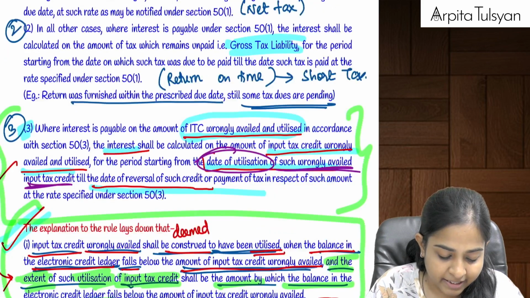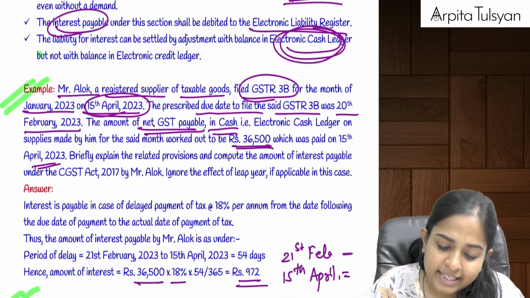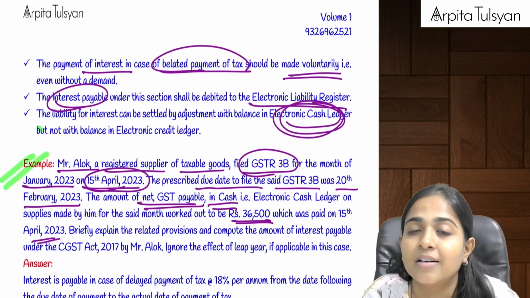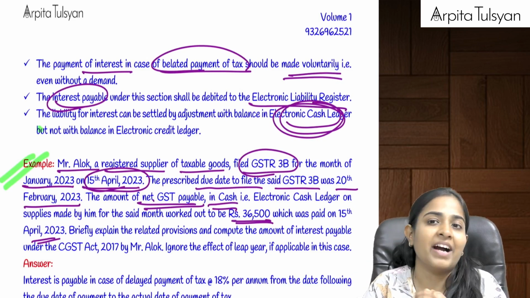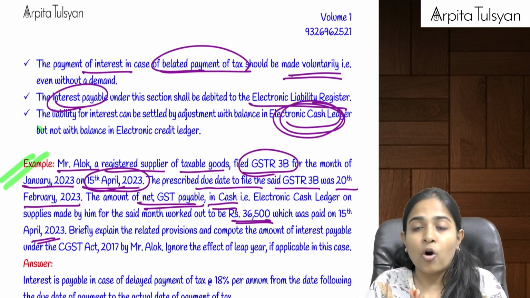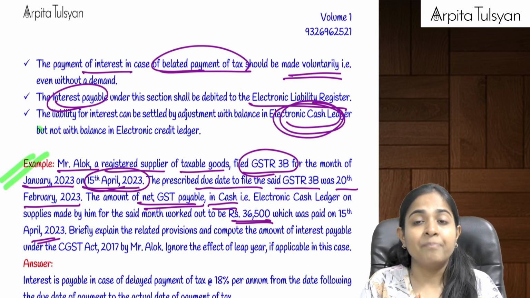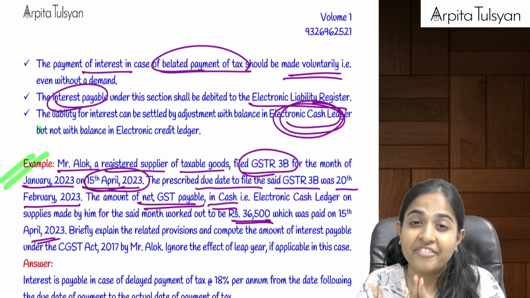Are you understanding this? Yes. These are the pointers. This was the third case basically. This was the third case where your interest becomes applicable. Why is government asking you interest? Because there was some amount of ITC which you should not have availed and utilized.